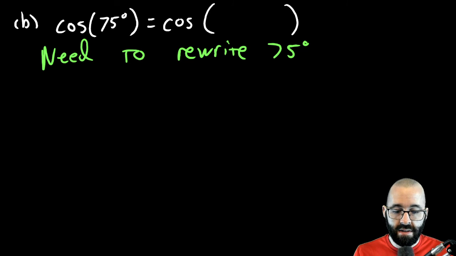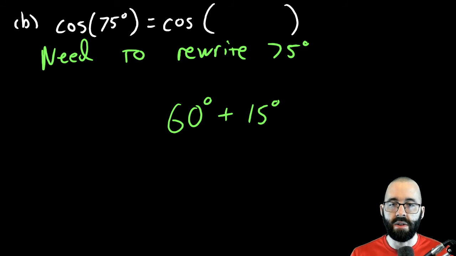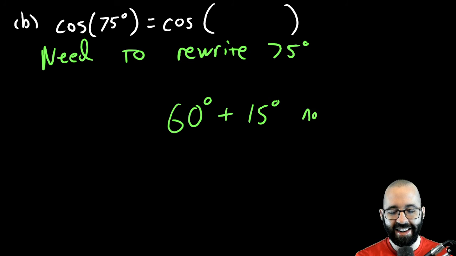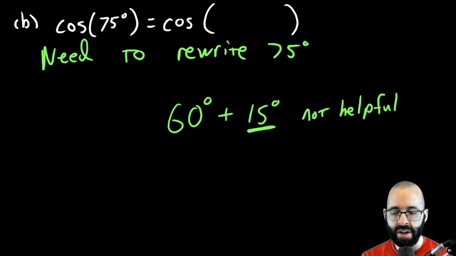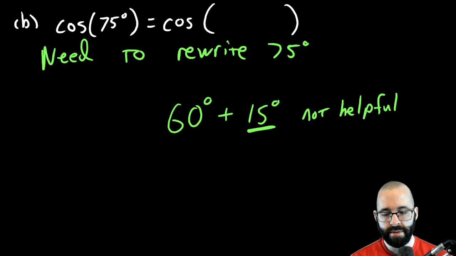So my first thought is saying, okay, 75 degrees is 60 degrees plus 15 degrees. But this is not helpful because we don't know anything about 15 degrees. Sure, we know things about sine and cosine of 60 degrees, but 15 degrees is not one of our angles on the unit circle that we usually write and memorize. So we're going to have to choose another pair. And you could choose, write it as 45 degrees plus 30 degrees.